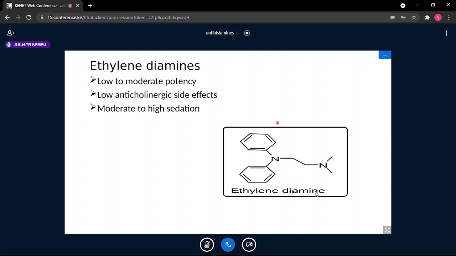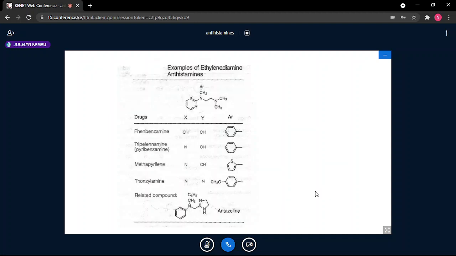They have low anticholinergic side effects. They will have some side effects. This is protonated at physiological pH, so it can go for the cholinergic receptors. They have moderate to high sedation. This is explained by the high lipid solubility introduced by these two groups. With high lipid solubility, the molecules of these drugs penetrate the CNS and therefore bring about sedation.